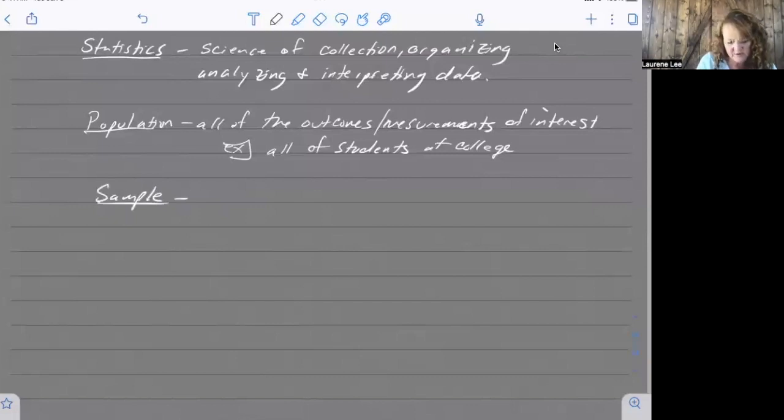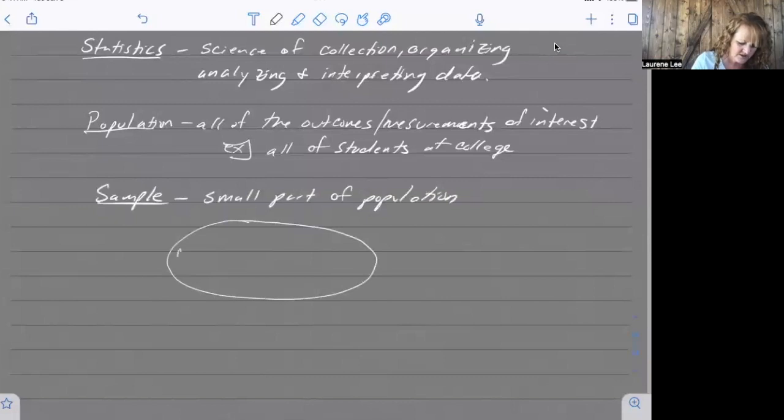So a sample, just very simply, is a small part of the population. So if we were to draw a picture of this situation, I could say, okay, here is all of our population. This is all of our college students at our college. And then my samples are a small subset of these, 10, 20, 30 people, what have you.